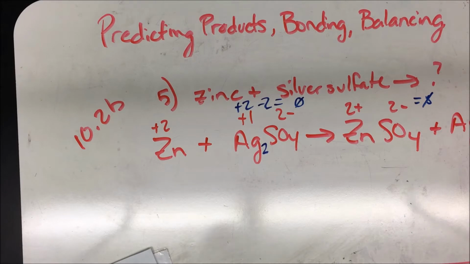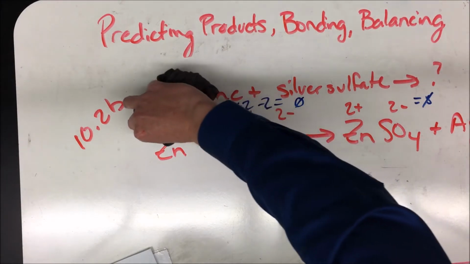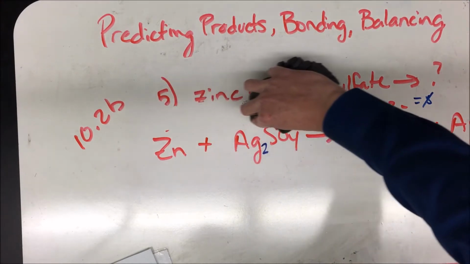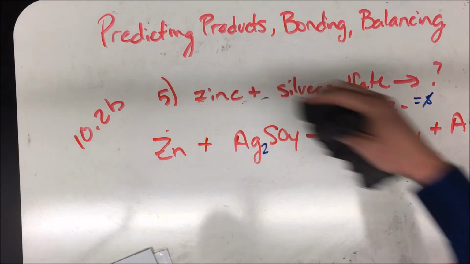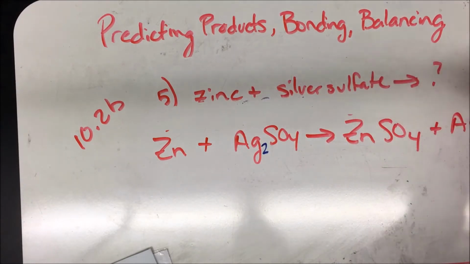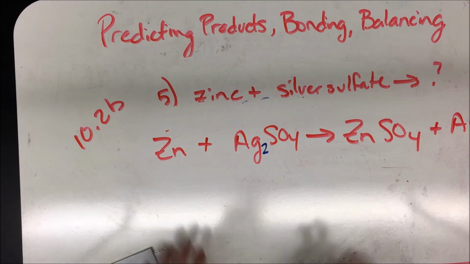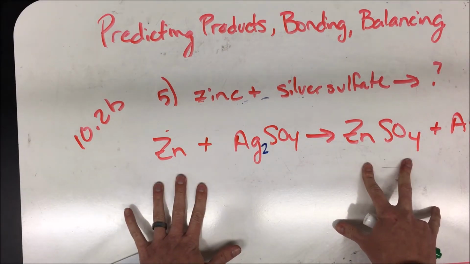Step 2 is done. Now, I wait until the very end. I'm done with all my bonding, so go ahead and erase all of my charges. You do not leave charges in a chemical equation when it's done, because those mean something slightly different. You're working with ions at that point. So here I now move on to step 3.